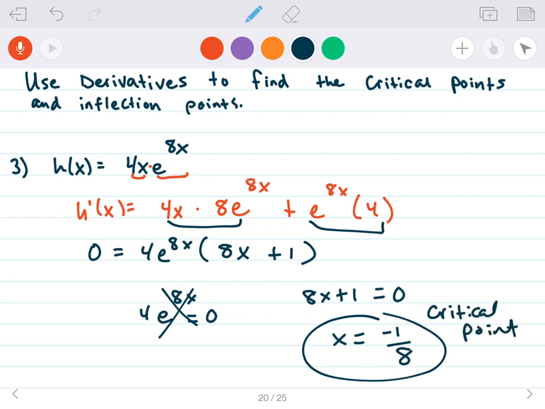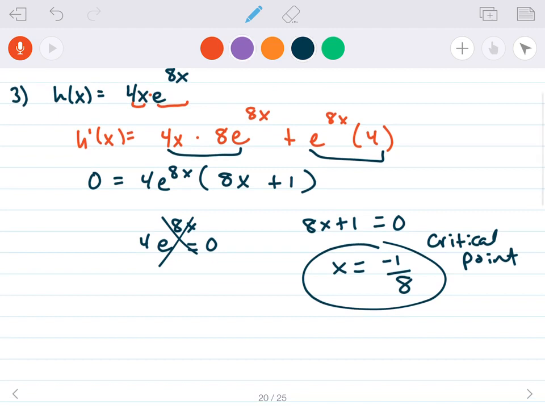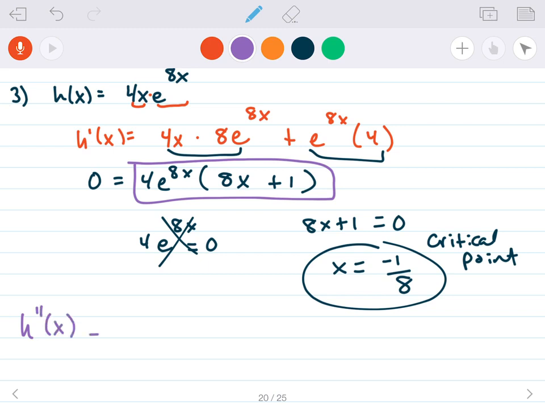All right. Now let's go ahead and find the inflection points, if there are any. To do that, I need to take the second derivative, and I'm going to use this version of the first derivative to do it. Okay. So how do I take the second derivative? Well, I keep the first, which is 4e to the 8x, times the derivative of the second. Well, the derivative of 8x plus 1 is just 8.